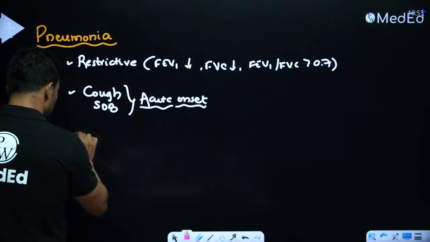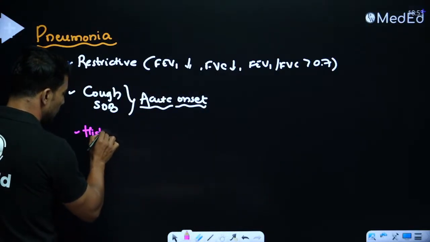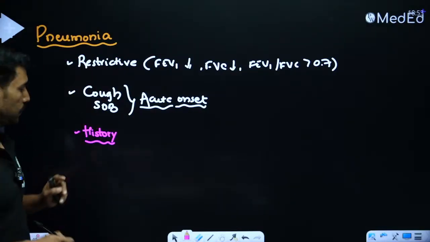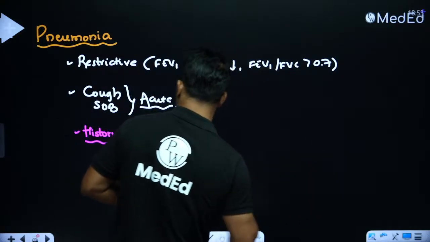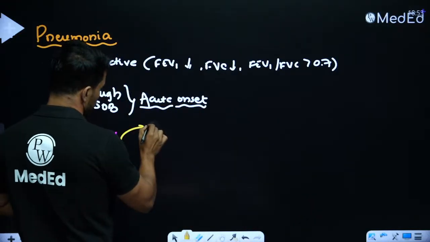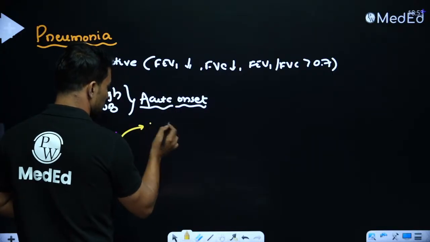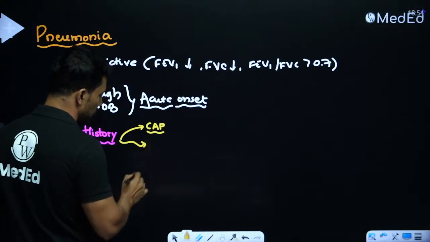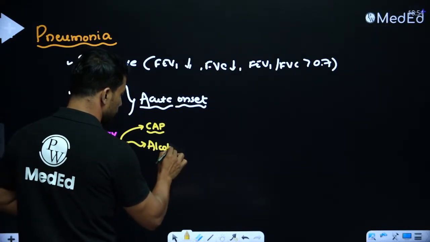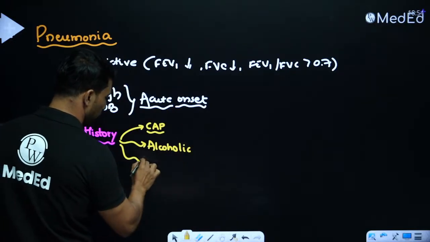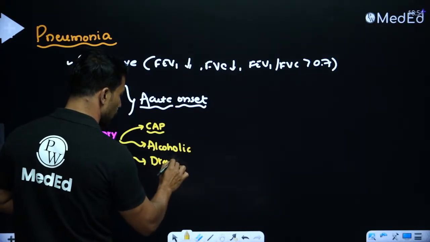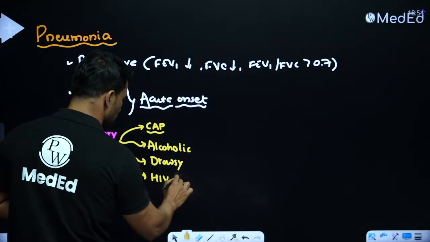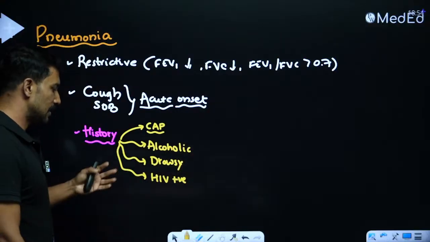Now, here in the history, there may be some additional clues as to what could be the cause for the pneumonia. So what clues am I going to get in the history? If the question mentions, let us say, community acquired pneumonia, no hospital exposure or anything. If the question mentions that the patient is alcoholic. If the question mentions that the patient is drowsy, they are all pointers towards different organisms. If the question mentions that the patient is an HIV positive individual or a person living with HIV.